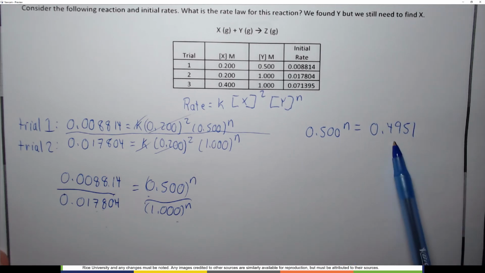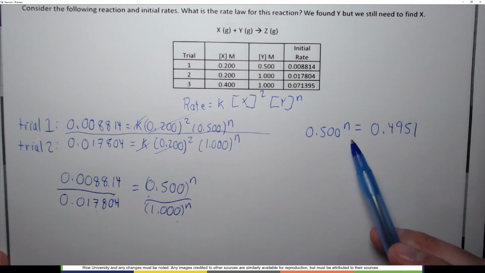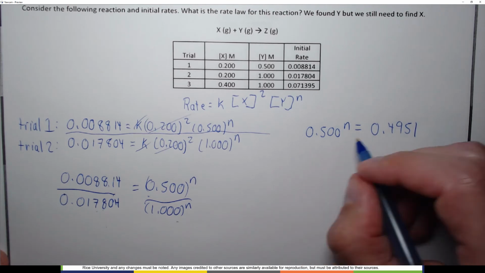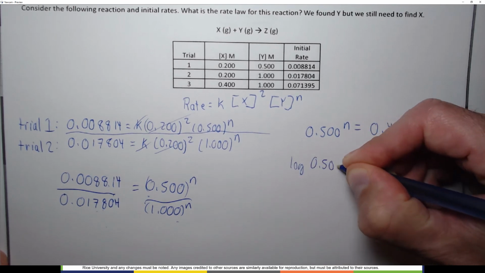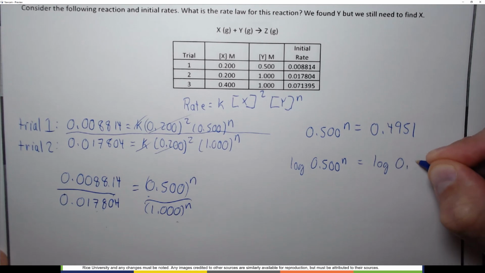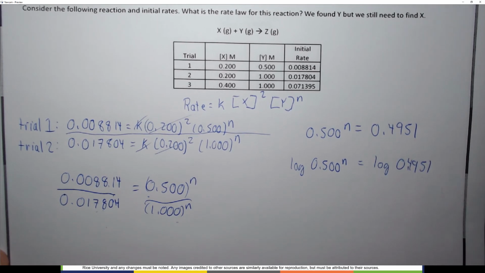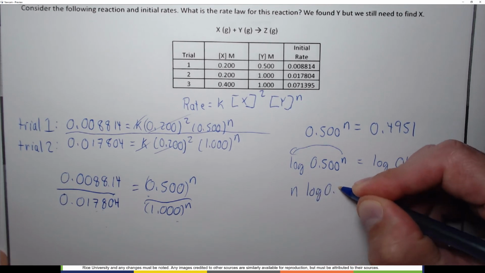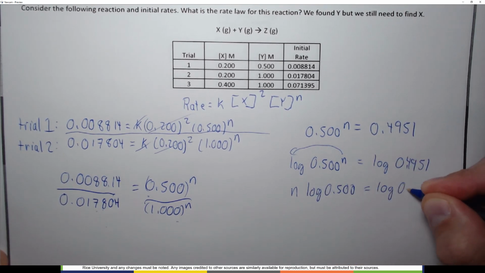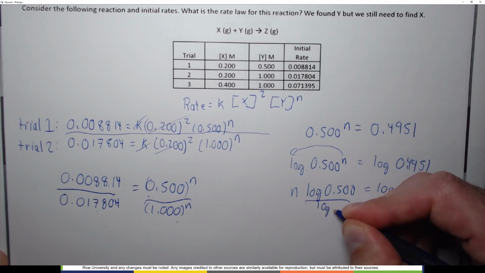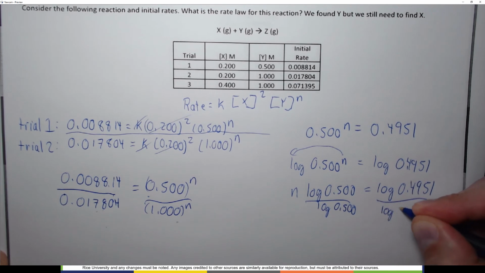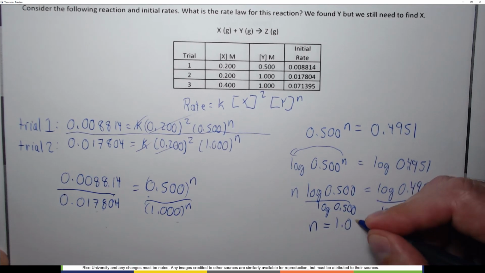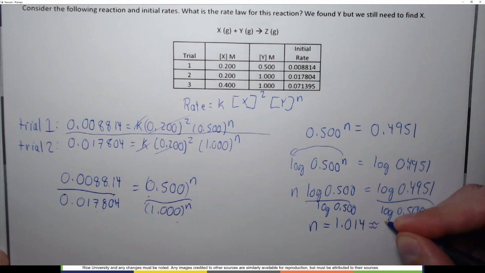Now, if you like, you can stop here. Why? Half to the n equals a number really close to a half. What does n have to be? It has to be 1, because any number raised to the 1 power is the same number. If you prefer, you could use logarithms to find this. Take the log of both sides. So log of 0.500 to the n equals log of 0.4951. Now we're in exponent space, so this is no longer an exponent, it's a multiplication. So n log 0.500 equals log of 0.4951, divided by log 0.500, and you find that n is equal to 1.014, which, rounded to the nearest integer, is approximately 1.